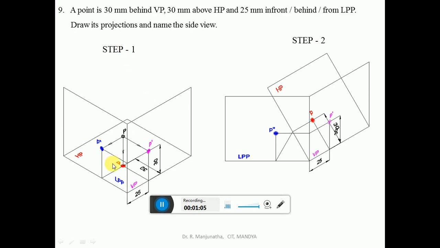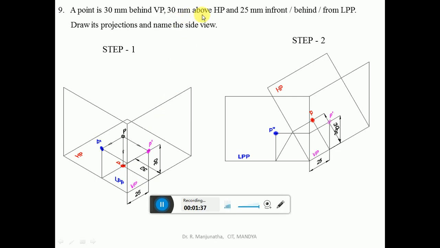So this is one way of explaining, and since the condition is behind VP above HP, which we have already explained in the second quadrant, the point will lie in the second quadrant. Now we are going to take that example. A point capital P which is in space is behind VP. So this distance will be the behind VP distance. When you look from the top view, the image will fall on HP. So this will be the behind VP distance, which is 30 mm.